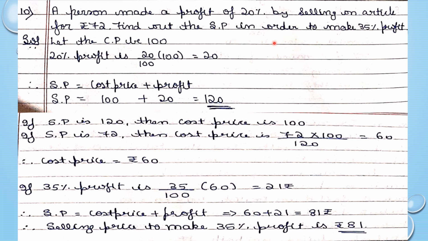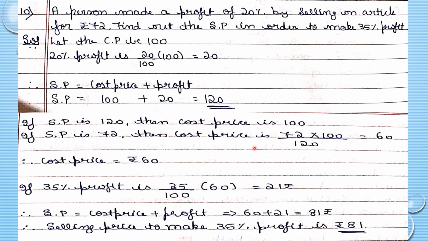So let your cost price be 100. So you have a profit of 20%. This 20% is written as 20 by 100 into the cost price value, that is 100. You will get 20 rupees. So the total selling price will be cost price plus profit. The cost price was 100 and the profit was 20, so 120 rupees is the selling price. If your selling price is 120, then the cost price was 100. Once again, what they have given in the question is that the selling price is 72. What is the cost price? Once again the same method: 100 into 72 divided by 120, cross multiplication. So your cost price was 60.